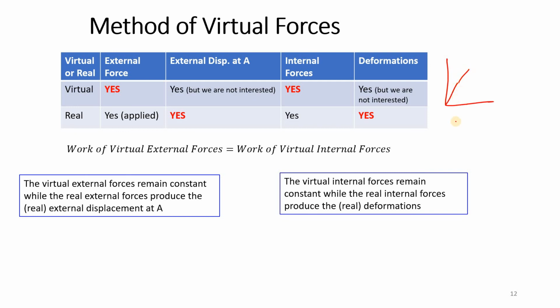So we are considering the work of P naught while delta prime is happening. It will be equal to P naught times delta prime. Similarly, in our case, these virtual forces, external and internal both, are already existing, and some real loads come in and produce some external displacements, and some internal deformations are also produced. So how would we write the work of the virtual external forces?